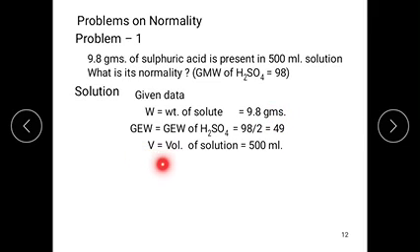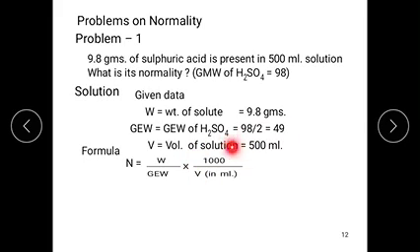And V is the volume of solution, which is equal to 500 ml. Okay, these are the given data. The formula we have to use is N equals W by GEW into 1000 by V in milliliters, because the volume is in milliliters. When we substitute these values, 9.8 by 49 into 1000 by 500, that is equal to 0.4 N normality. Okay, in this problem the answer is 0.4 normality.